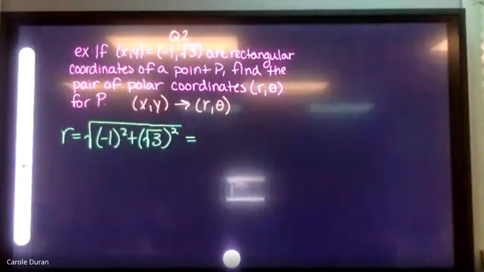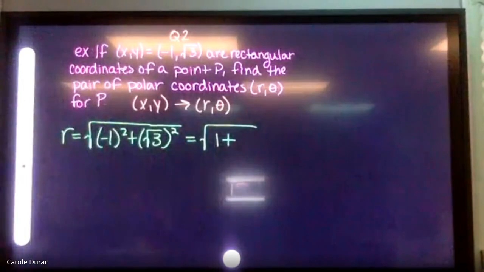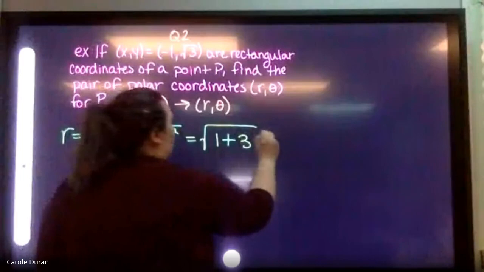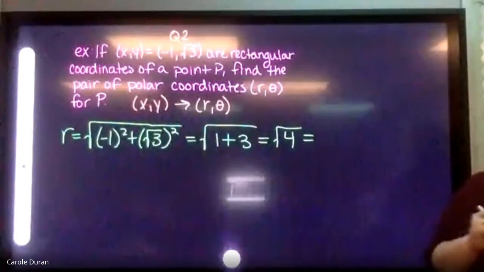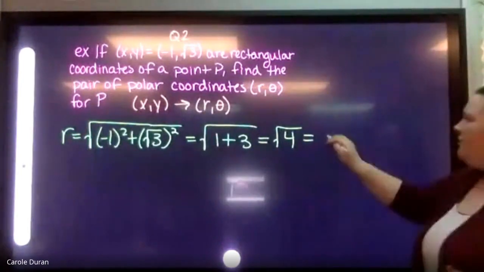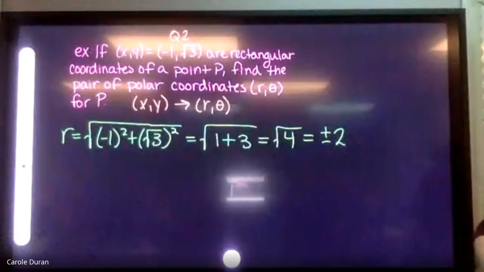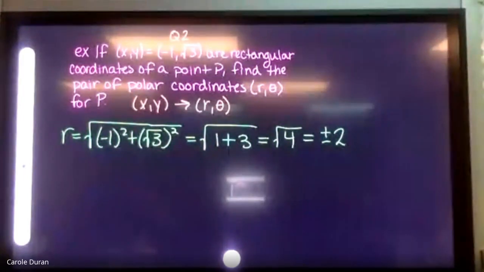I know -1 squared is 1. What is the square root of 3 squared? 3. Which means I have the square root of 4, and what is the square root of 4 equal to? 2. And -2. Remember, now I can have positives or negative r values, so I need to keep both of them as options until I identify the angle. Majority of time, I will say choose r such that r is positive, in which case you would just say 2. I didn't specify that here, so we have to accommodate for both.